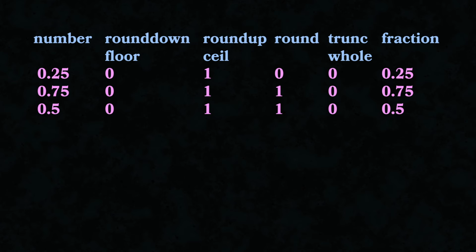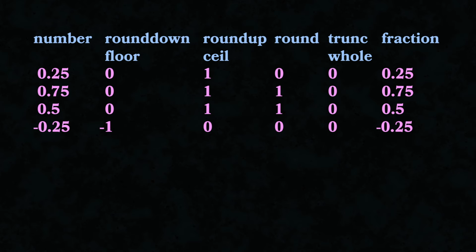Now we go to look at the negative numbers. The first one I'm doing is negative 0.25. So rounded down, that goes down to the first whole number less than negative 0.25, which is negative 1. When you round it up, you round up to the first whole number that's larger than negative 0.25, so it rounds up to 0. When you round it off, or just do a round, that goes to 0.